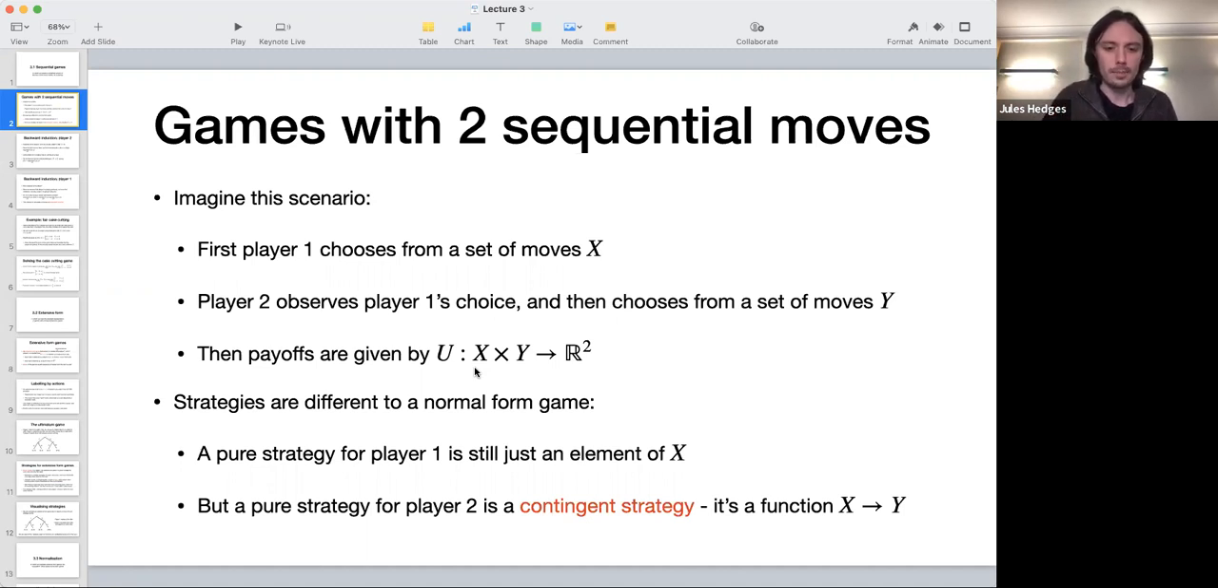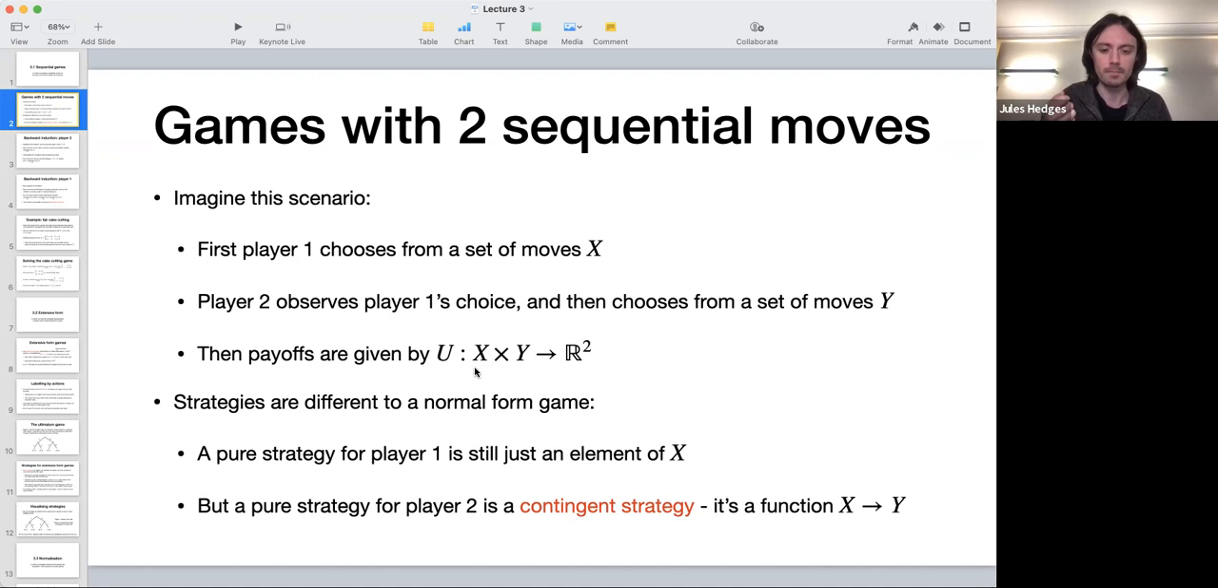Now, strategies for a game like this are not the same as for a normal form game, specifically because player 2 is able to make an observation. So a pure strategy for player 1 is still going to be just the same thing as a choice of move. But a pure strategy for player 2 is going to be a thing called a contingent strategy, which is going to be a function from observations to moves.